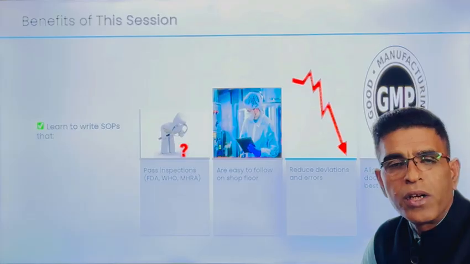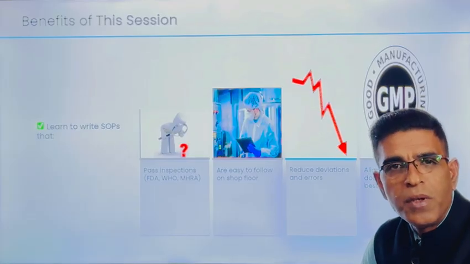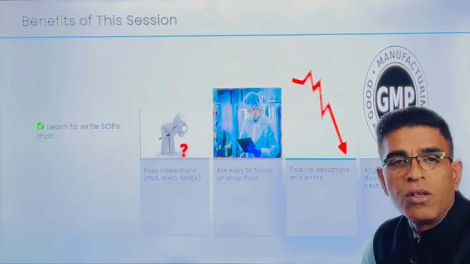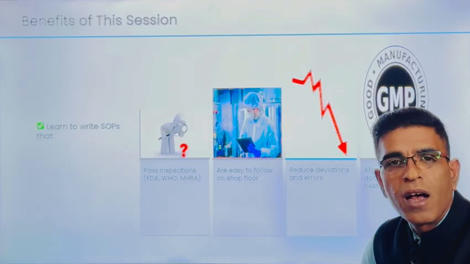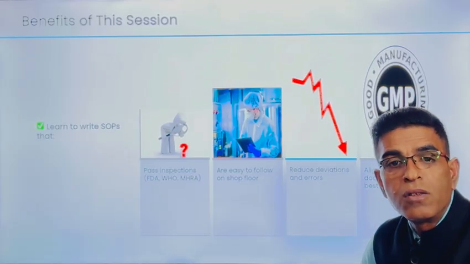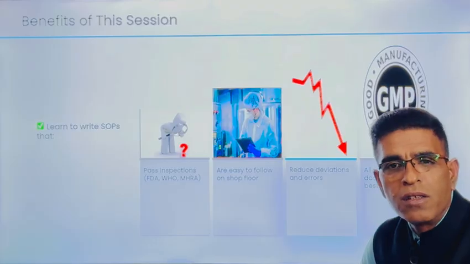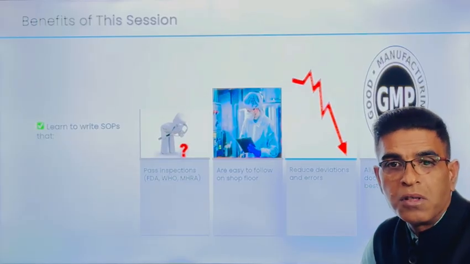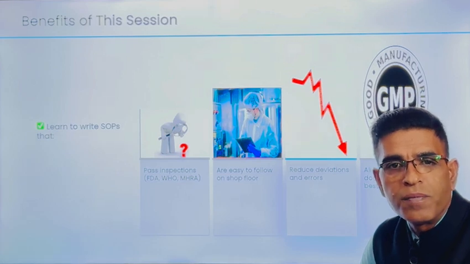Today, you'll learn how to write SOPs that meet GMP and FDA expectations. Write SOPs that are clear and functional. Prepare documentation that inspectors appreciate. Avoid errors that cause rejections or recalls. Make procedures usable for every level, whether new joiners or seasoned staff. We are not just writing SOPs, remember, we are building quality culture.